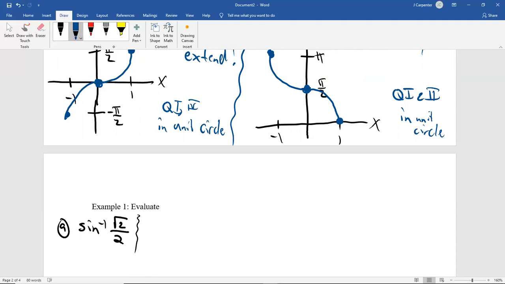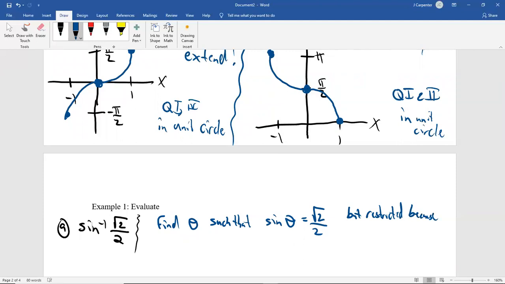So blue, this is not the problem anymore. This is what we're doing. We're trying to find an angle. Our goal is to find an angle such that the sine of that angle is equal to square root of 2 over 2, but restricted, because the problem had an inverse trig function.